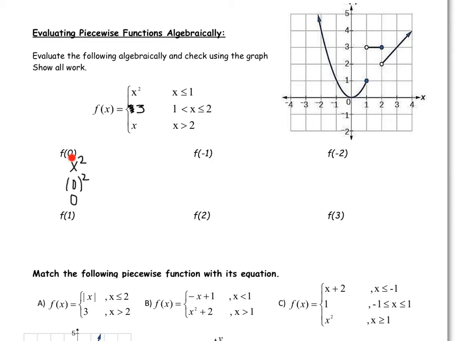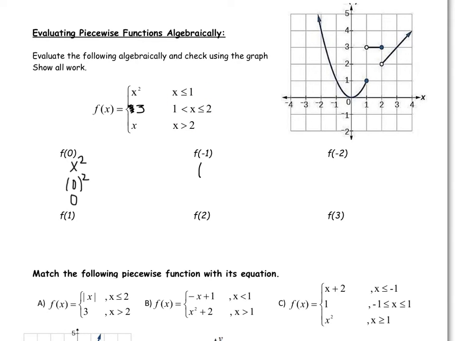Let's check to see if it makes sense on the graph. F of 0 says, what is the y value when x is 0? X is 0, y is 0. Done. Okay, second example. What is f of -1? That's the y value when x is -1. Where does -1 fall? Is -1 an x value greater than 2? No. Is -1 an x value between 1 and 2? No. Is -1 an x value less than or equal to 1? Yes. So we're going to use this top one again.